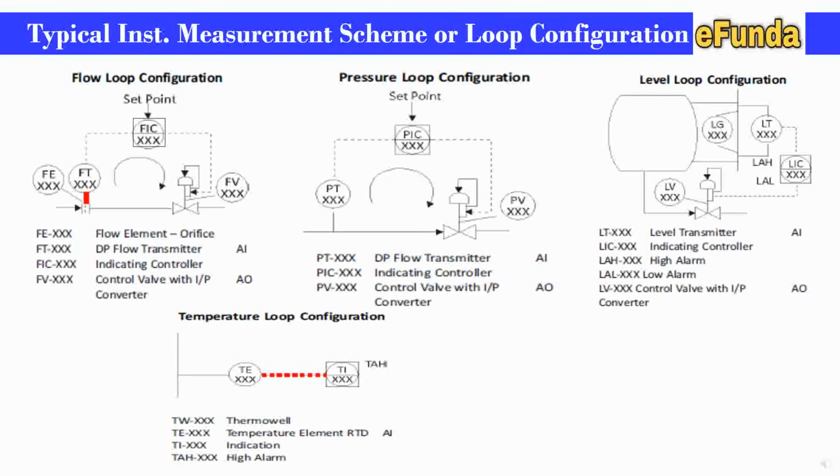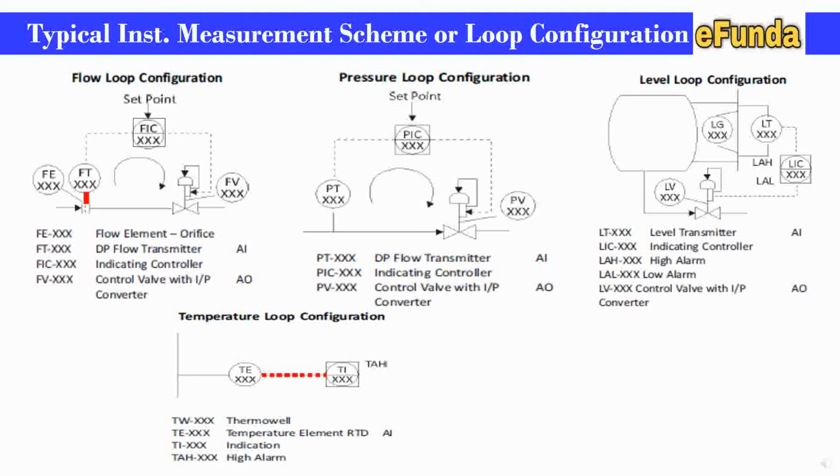Typical instrument measurement scheme or loop configuration. Here we will see the flow loop configuration, pressure loop configuration, level loop configuration, and temperature loop configuration, for better understanding of a loop and the arrangement of instrument items in such a way as to form the components of the loop configuration. We will see the flow loop configuration.